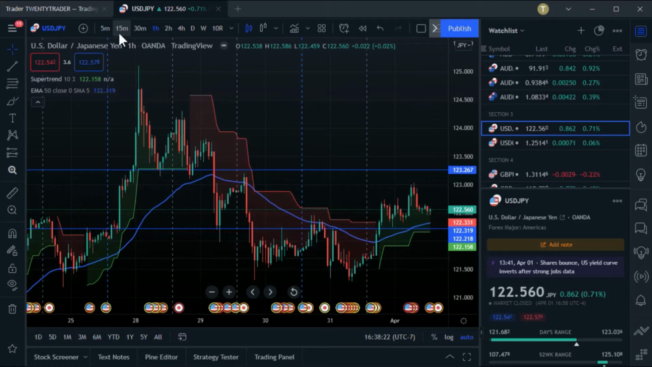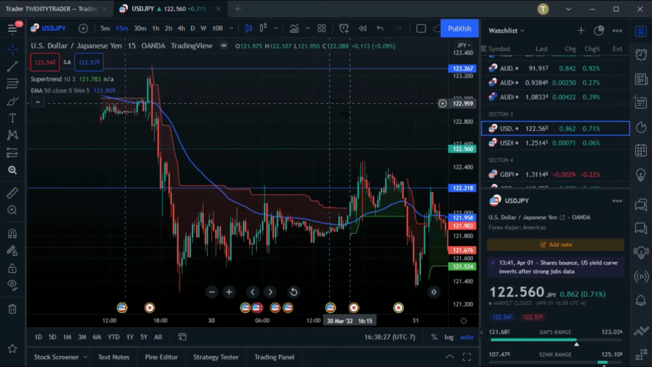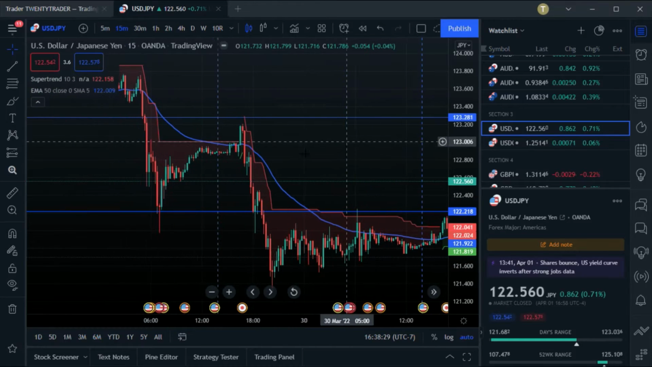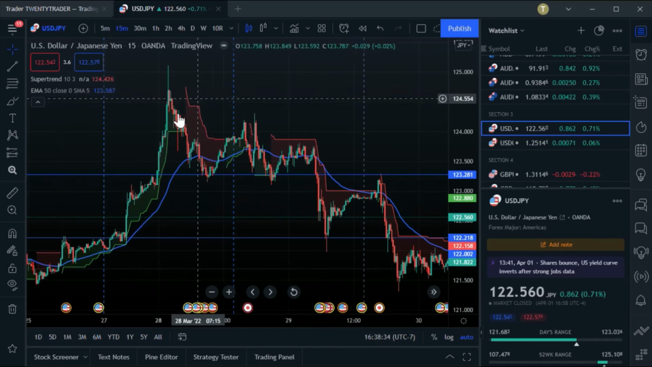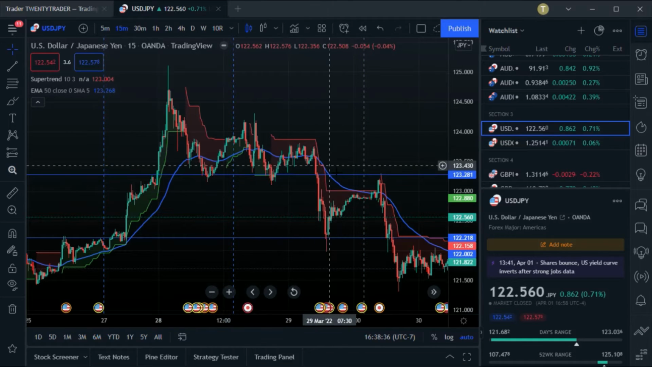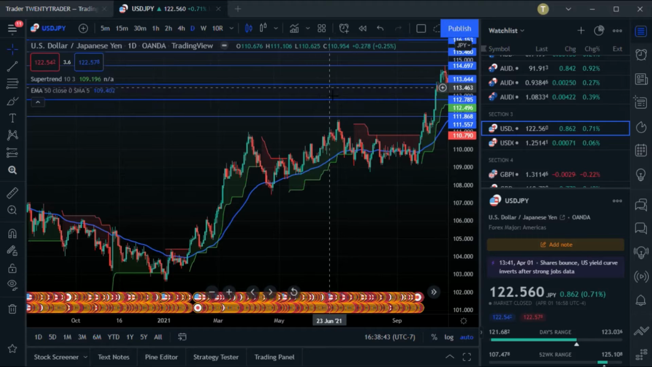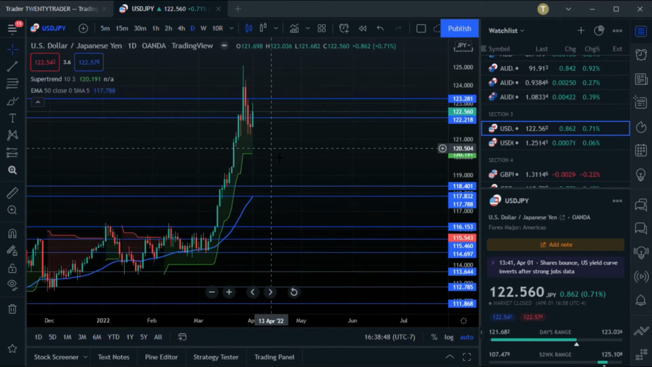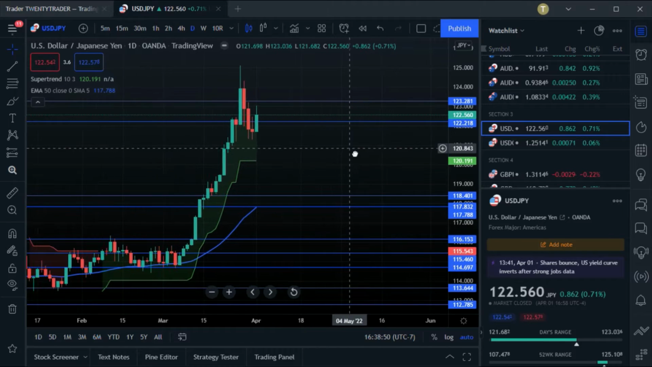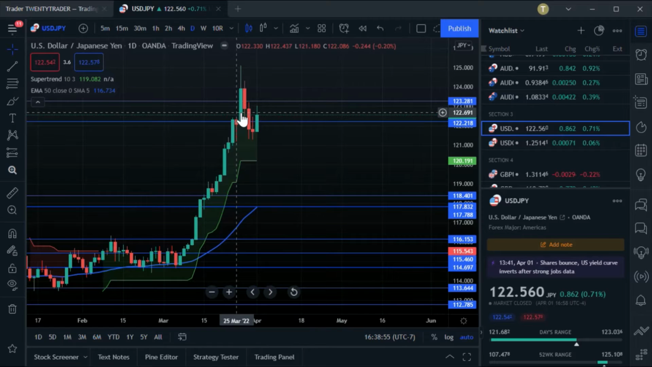So let's look at the 15-minute on the dollar yen here. This is what I was trading back over here, right? I saw yen started pulling back. If you look at the daily time frame, the yen is overstretched. It went on a massive bull run. Sorry, the dollar against the yen.